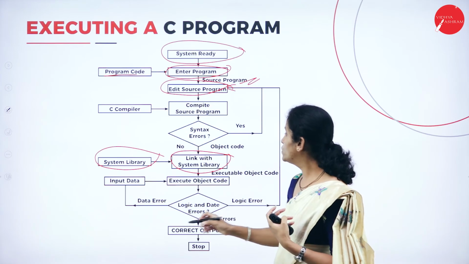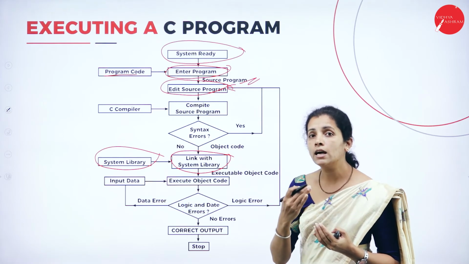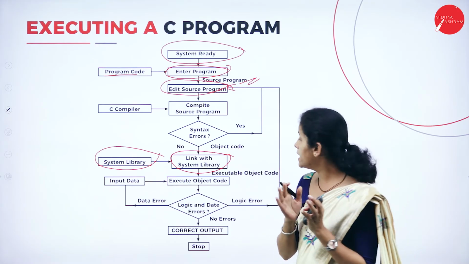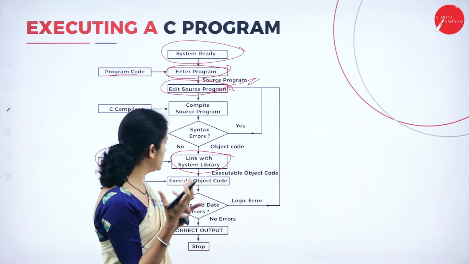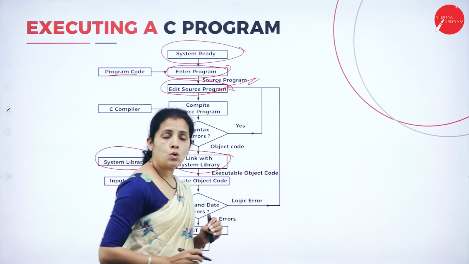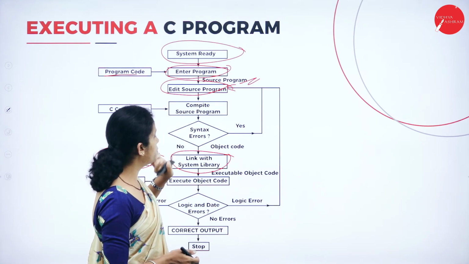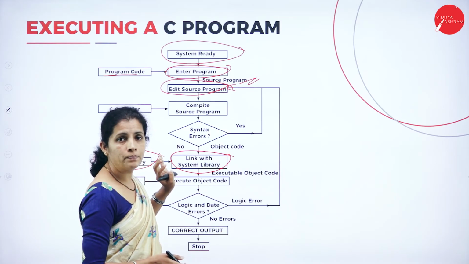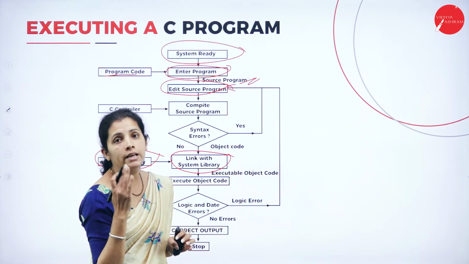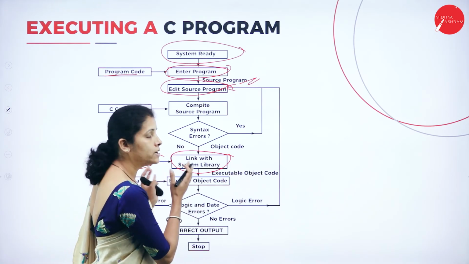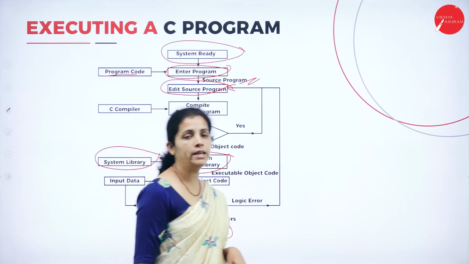After running, I'm going to provide the input data. That means I'm going to provide the data to my program. If there is any logical as well as data error, then make the correction. That means go to the source program, do the correction, compile. Once the program is error free, convert that into executable code again, and once again feed the data to the program. If there is no error, then I'm going to get the correct output and stop the execution.